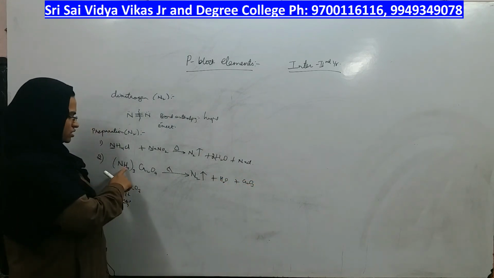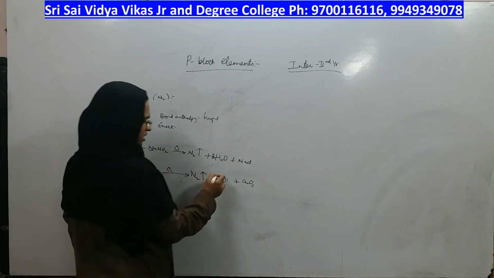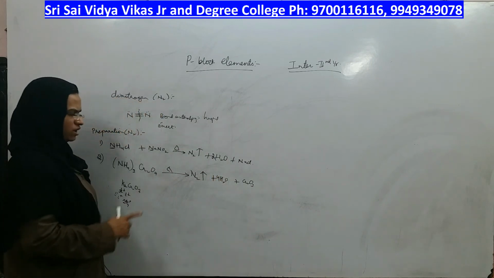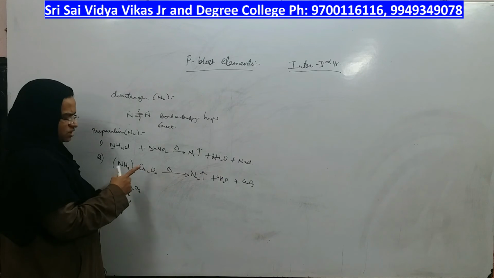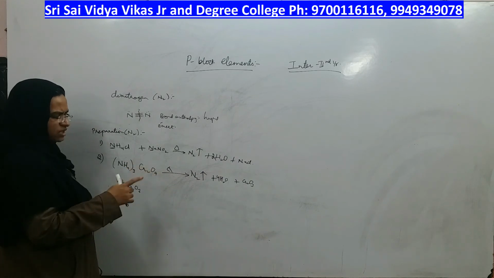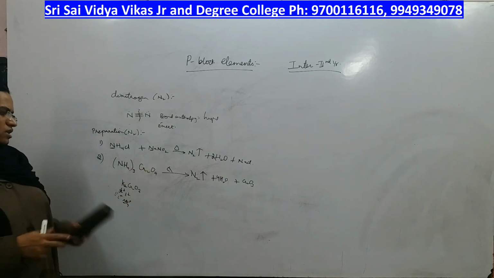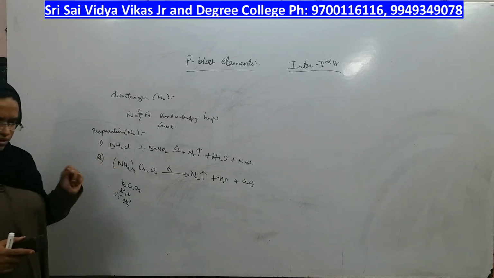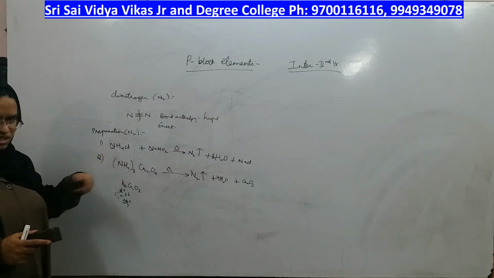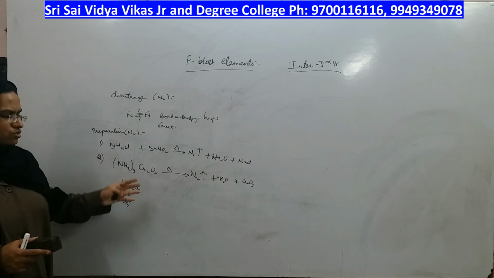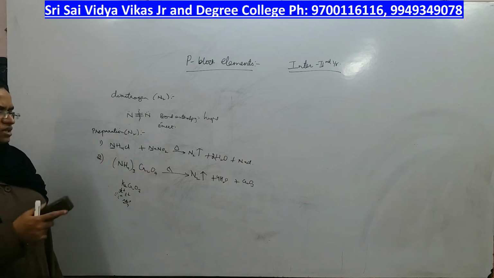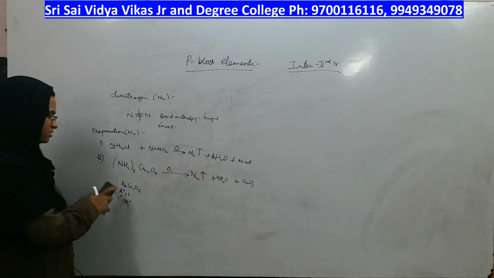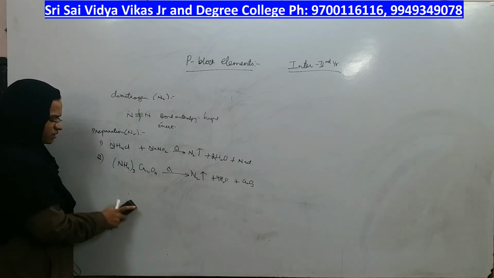How many hydrogens? 4 2s are 8, right? So 4 2s are 8. How many oxygens? 4 oxygens. 4 plus 3, 7, right? Is it balanced or not? Yes. So this is one more method in which you are taking a single salt only, in which 2 nitrogens are already present. Once you heat, you will get dinitrogen and the remaining products are balanced. Right? That is one more method.